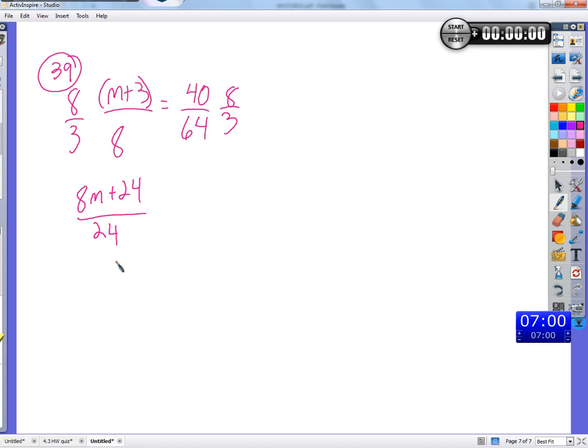Yeah, they're the same number. They are the same number. Okay, but is 24 dividing just 24? No. It's also dividing 8M. Yeah.